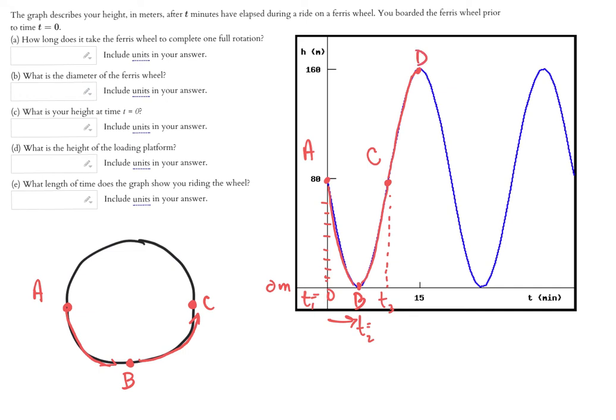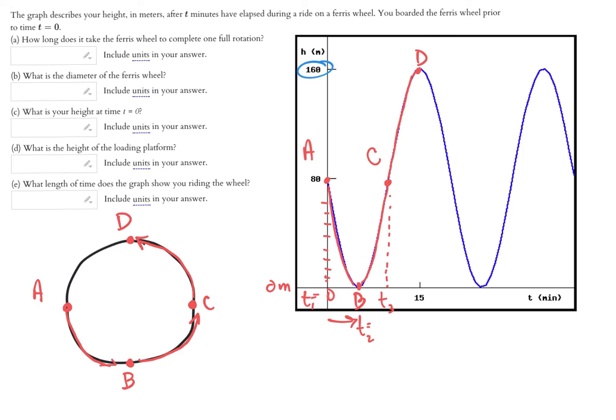And notice point D is the maximum point on the graph. So that must also correspond with the maximum point on the Ferris wheel, which means that now I'm at the very top of the Ferris wheel. So at the very top of the Ferris wheel, my height above ground is 160 meters.